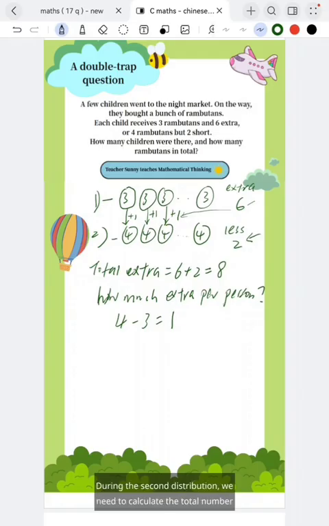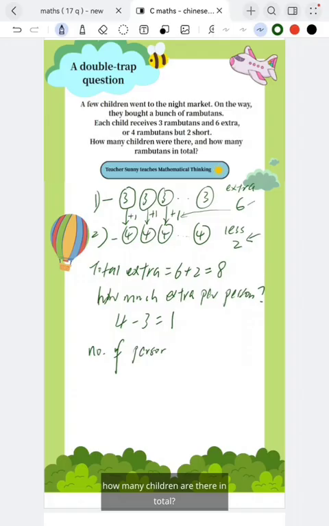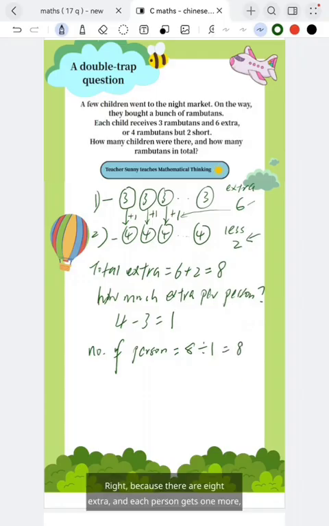During the second distribution, we need to calculate the total number of children. So in total, how many children are there in total? Okay, that's 8 divided by 1, which equals 8. So there are 8 children, right? Because there are 8 extra, and each person gets 1 more, so we divide by 1. And that's how we get the answer.